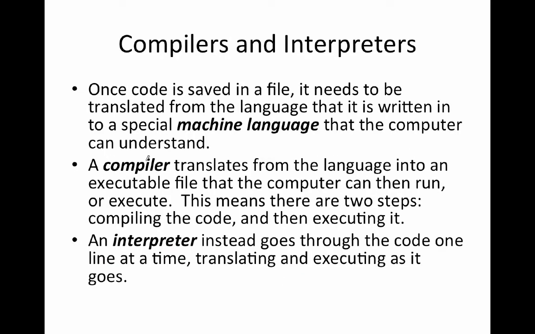So once code is saved in a file, it needs to be translated from the language in which it's written into a special machine language that the computer can actually understand. So there are two ways that we can do this. We can have a compiler that translates the language into an executable file that the computer can then run or execute. So this means that there are actually two steps: compiling the code first and then executing it.